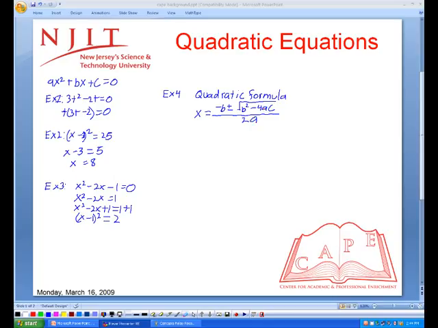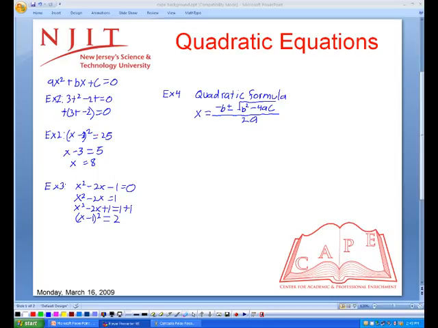Now over here, a is just the first number, the coefficient of x squared. b is the second one, c is the third. So we can see in example 1, 3 is going to be a in this case, and negative 2 is going to be the b.